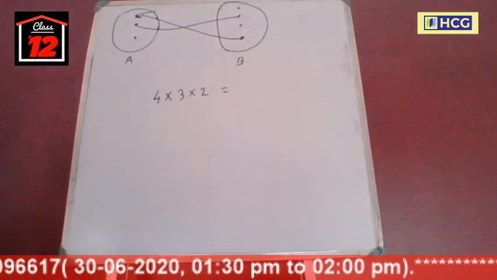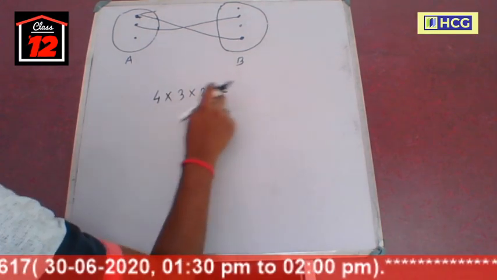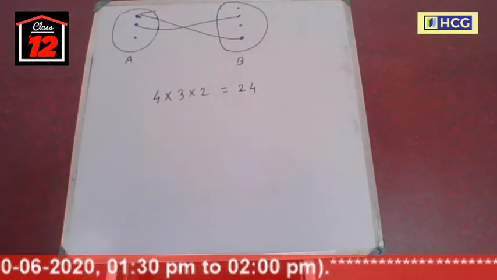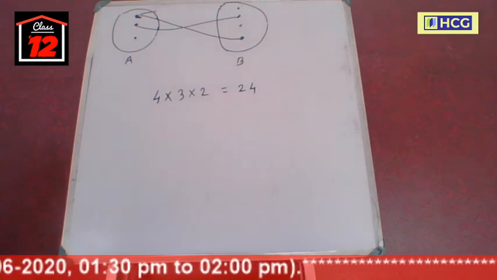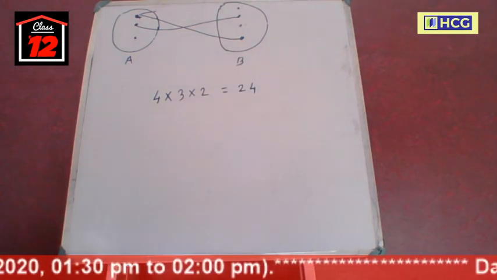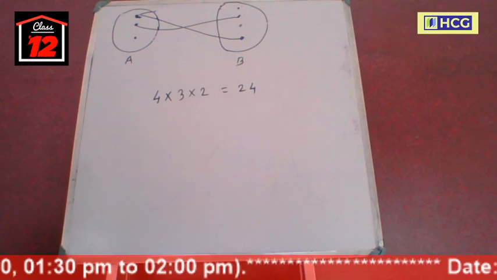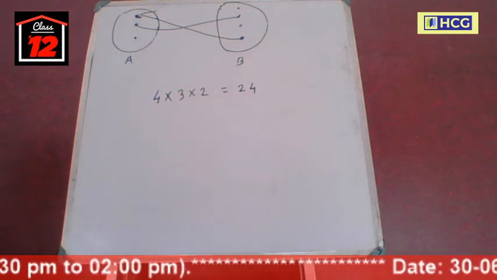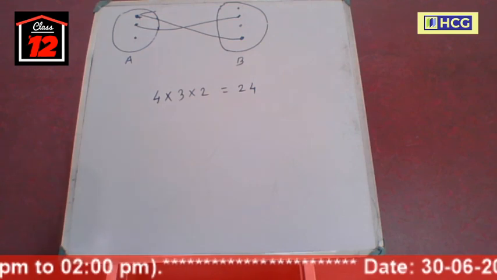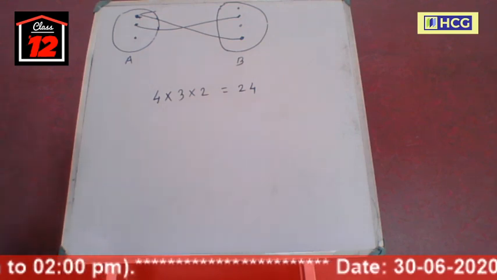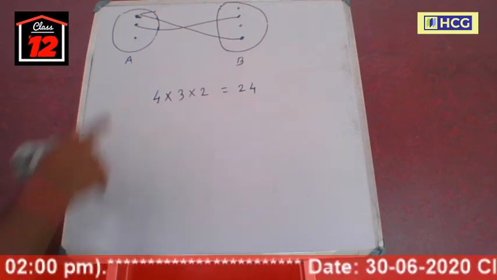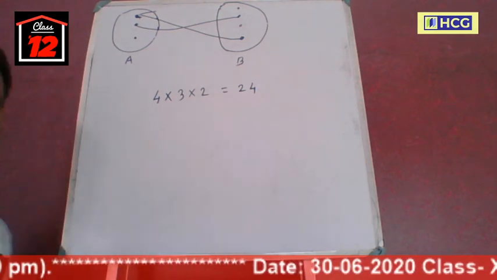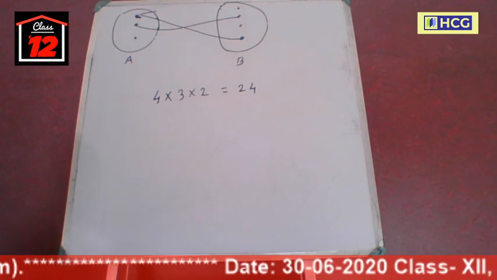So therefore the total number of ways: 4 times 3 is 12, 12 times 2 is 24. So from set A to set B, the total number of injective functions formed is 24. Total 24 injective functions are defined from set A into set B. A set contains 3 elements and B set contains 4 elements. So the total number of injective functions is 24.